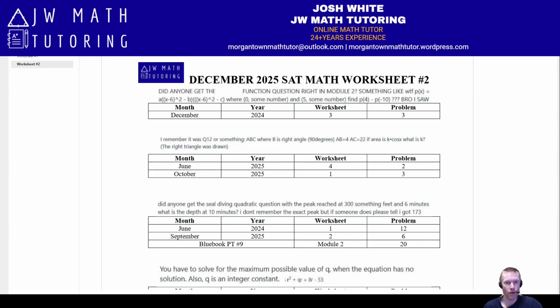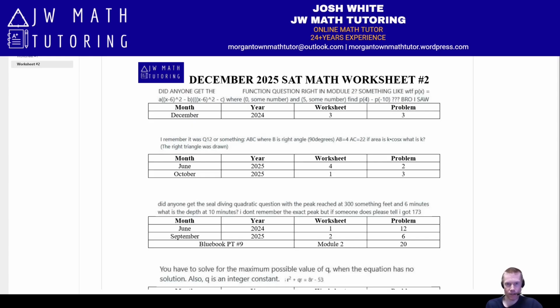All right, so the first one I want to talk about is basically a function question. It's got three constants in it, a and b and c, and there's x minus something quantity squared in both of the parentheses, and they give you 2 points. It'll say, like, 1 point is 0 comma whatever, and say 5 comma whatever, and then they give you two, and then they say find p of something and p of something.